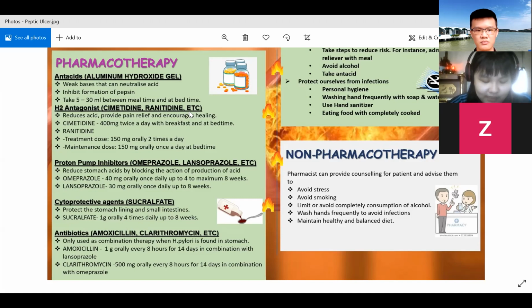Lastly, the most common side effects found when taking antibiotics are abdominal pain, loss of appetite, diarrhea, bloating, indigestion, etc. So I think that's all for my part in pharmacotherapy. I'll pass back to Tan for prevention and non-pharmacotherapy.